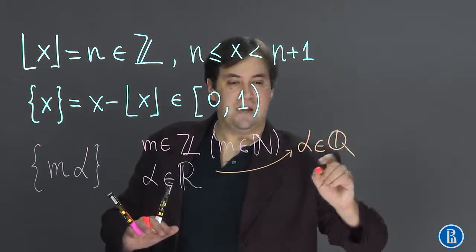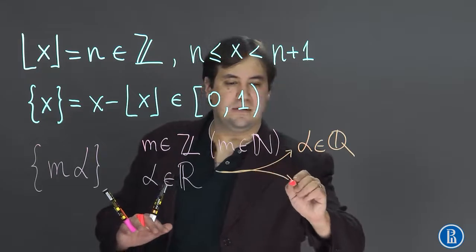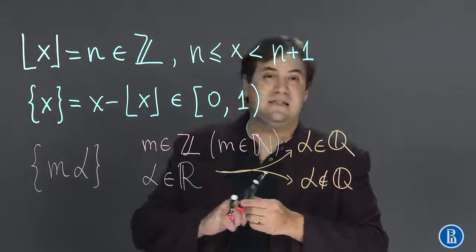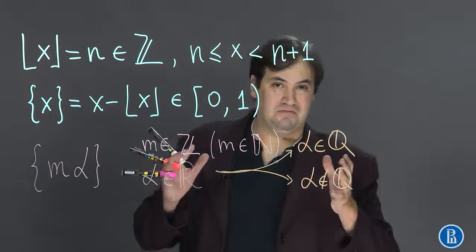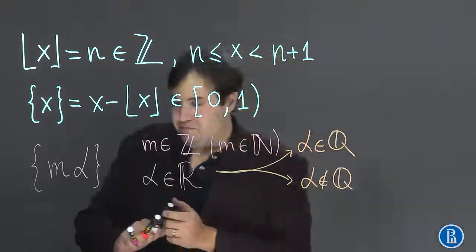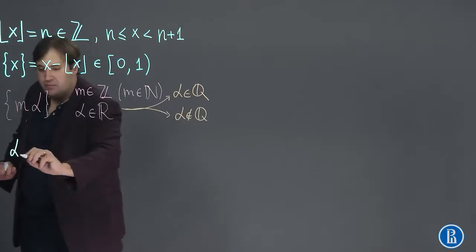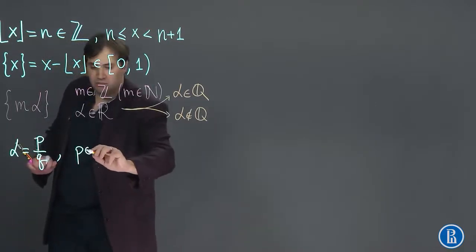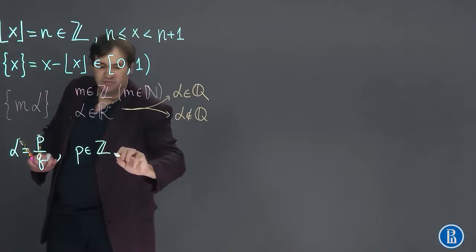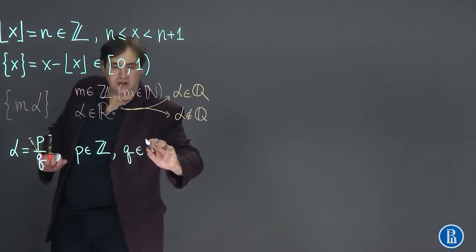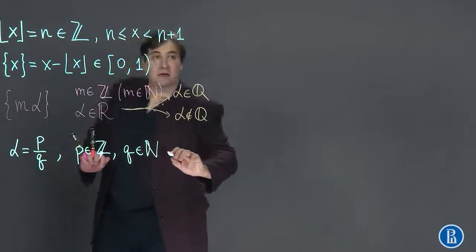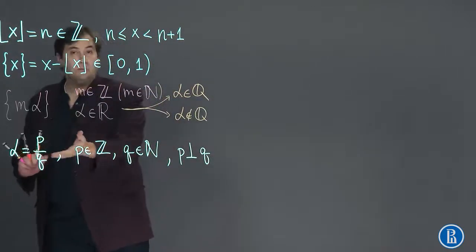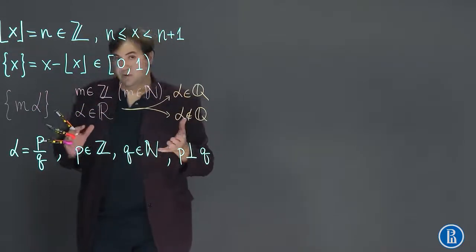rational alpha and irrational alpha. And of course we will start from the most simple one, from rational alpha. So put alpha equal to p over q, where p is an integer and q is a positive integer, and p and q are mutually prime. Well, this is because every fraction can be simplified to an irreducible fraction.